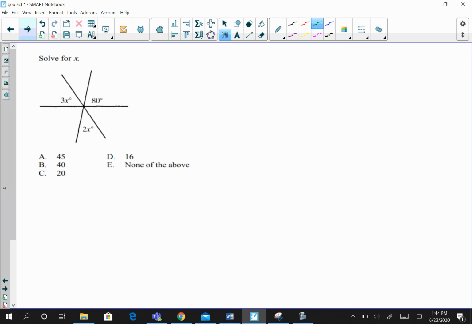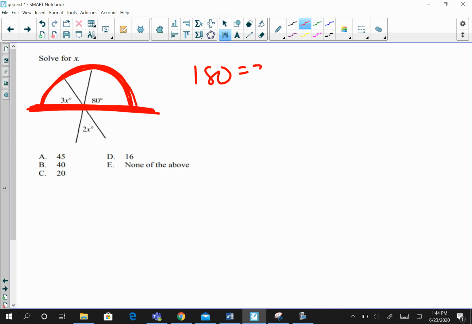Good. All right, I think this is our last one. Yep. Solve for x. Okay. So the only thing that I see here, I mean, you see a lot, but something that could really stand out for you is this straight line. I know that every single straight line is equal to 180 degrees. So if I add up all of these parts, I should get 180. Now, the only thing that's missing is that middle portion.